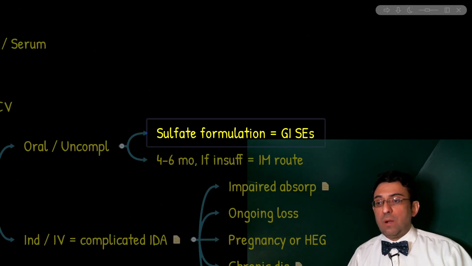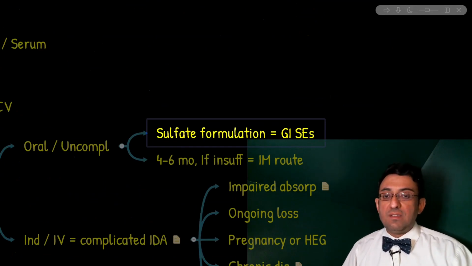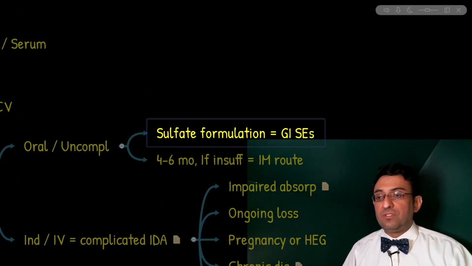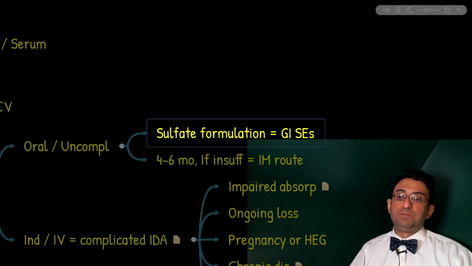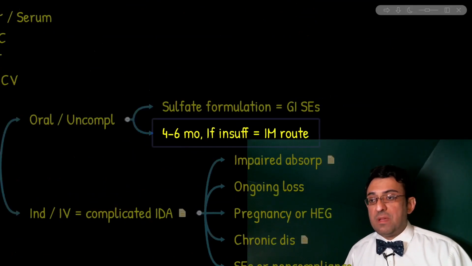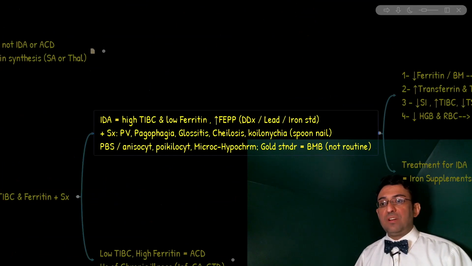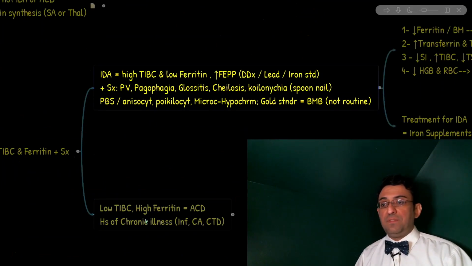There are just a couple points to remember. The treatment usually should be ongoing for 4 to 6 months. And there are GI side effects such as constipation and, less commonly, diarrhea and dark stool, especially with sulfate formulations. As I mentioned, if there is not enough response to the oral route, we initiate the IM route, not directly going to the IV route. Okay, that takes care of our discussion for iron deficiency anemia.